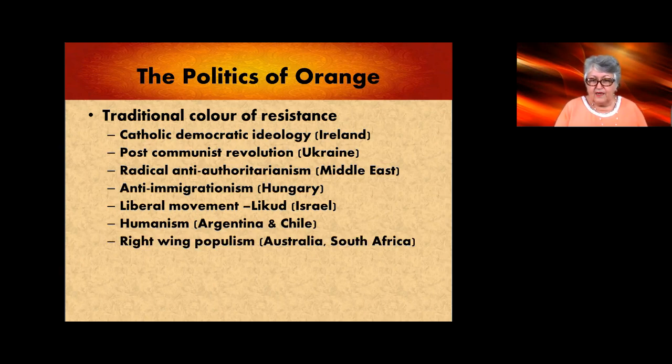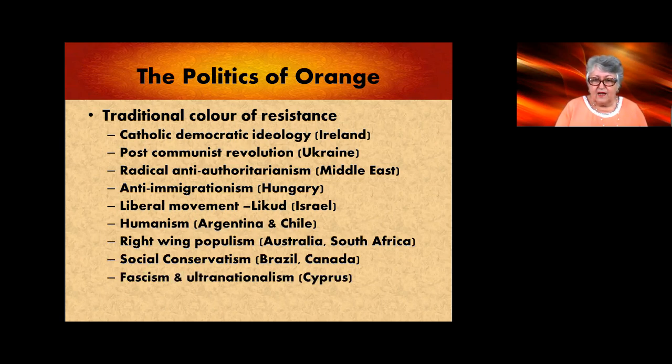Right-wing populism in both Australia and South Africa have orange as a major colour, and social conservatism of Brazil and Canada use this same colour as a signifier as well. Fascism and ultranationalism, as seen in Cyprus, has orange as its major theme. And there are many, many more.